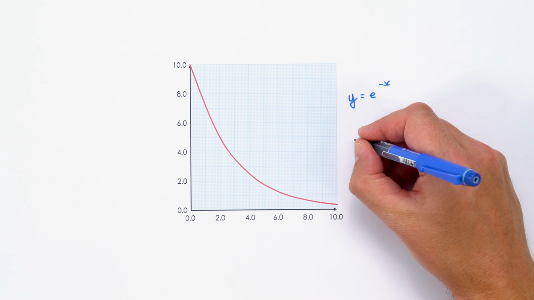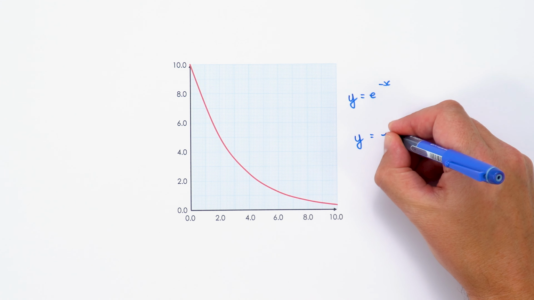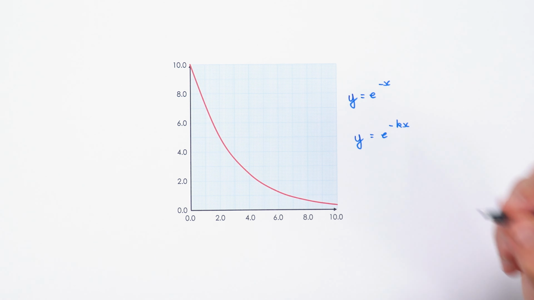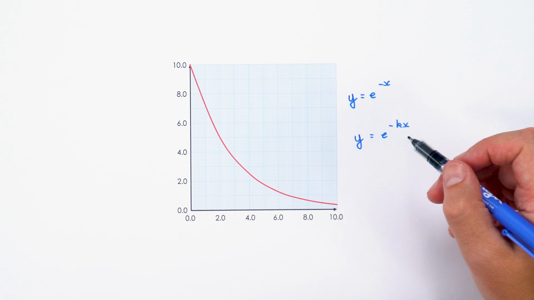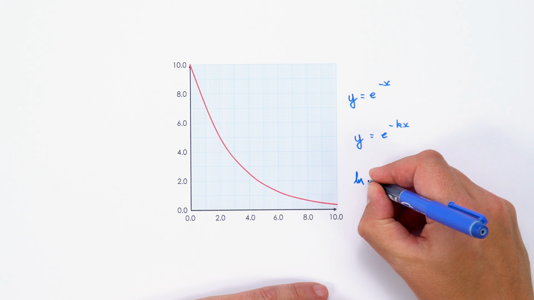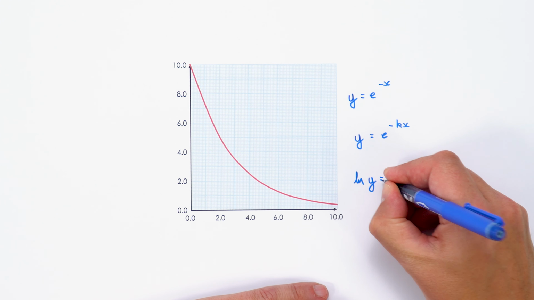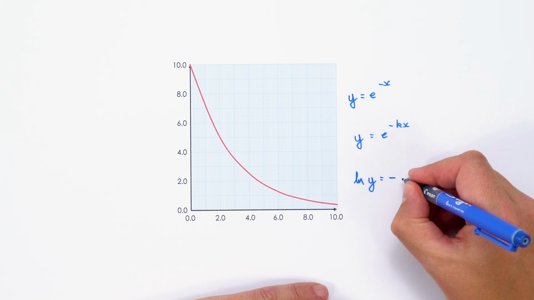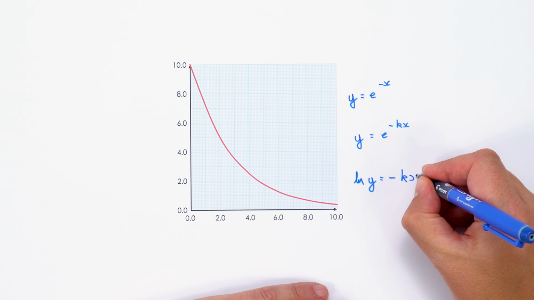Sometimes, of course, we're going to have maybe a constant in front of this. So we can say that y is equal to e to the minus kx. And what we can do to investigate this is take the log of this value. But we're not talking about log to the base 10, we're talking about the natural log. So we can say that the natural log of y is equal to the natural log of e to the minus kx, and that would be equal to minus kx.